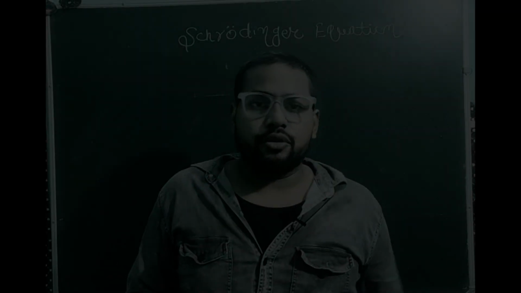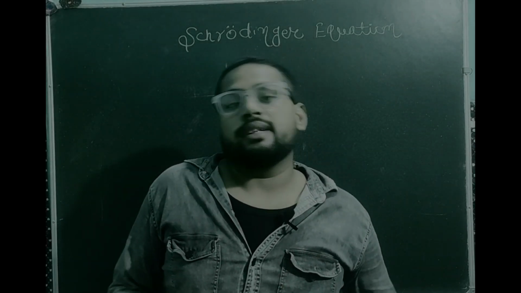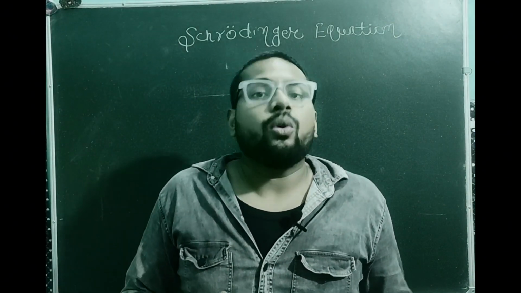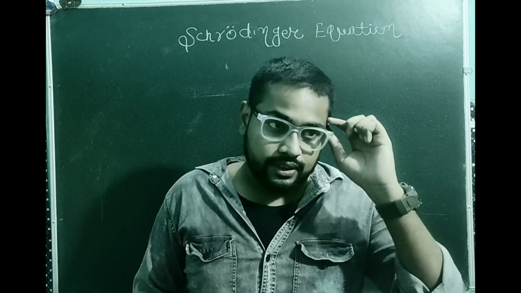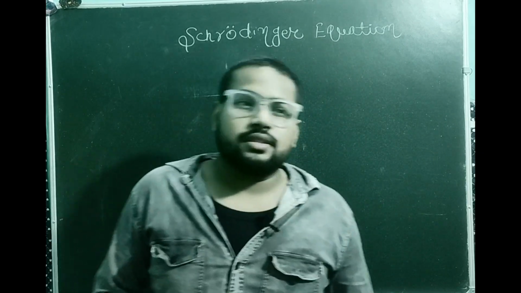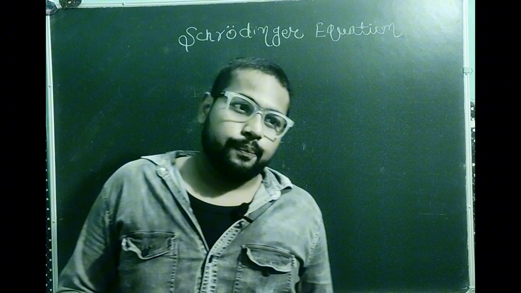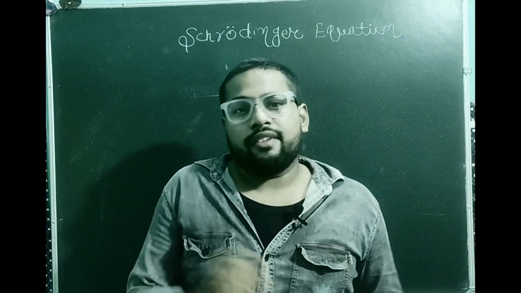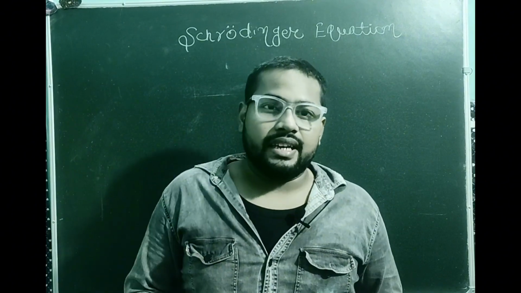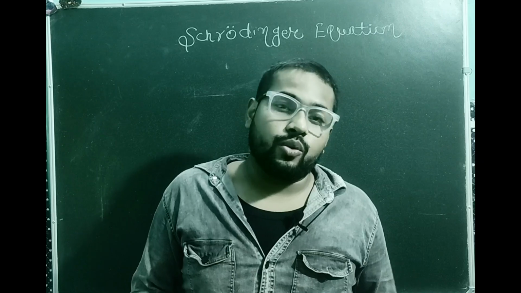In this video, I am going to introduce you to the Schrodinger equation. That is, what is the Schrodinger equation and why do we use it in quantum mechanics. To know why we use the Schrodinger equation, we should first know that what F equals ma does in classical mechanics, the same thing the Schrodinger equation does in quantum mechanics.